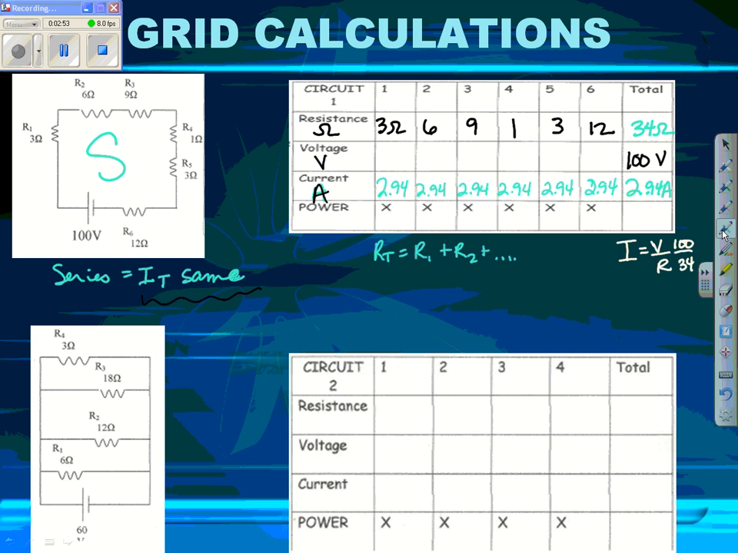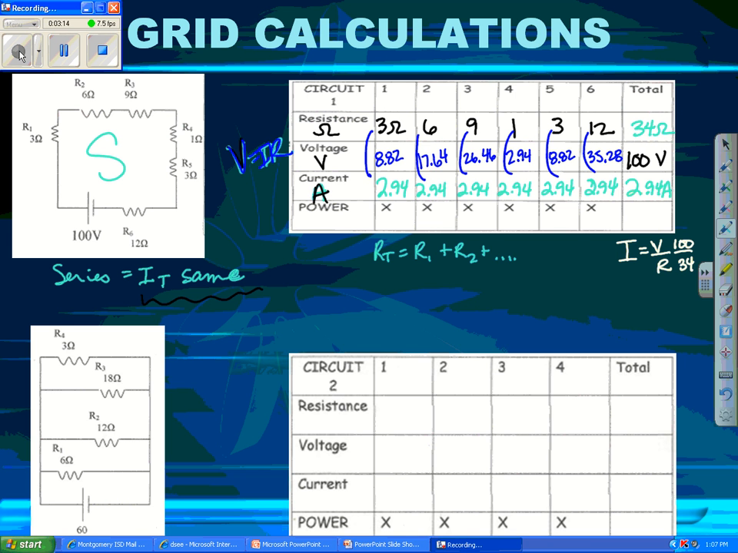Okay, now to solve for all of the V's, you're going to do V equals IR. So you'll take these two and multiply, these two and multiply, these two, these two, these two, and these two. All right, so I went ahead and calculated those and wrote them by multiplying the current times the resistance.